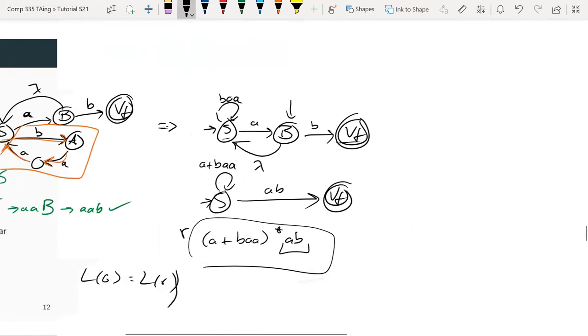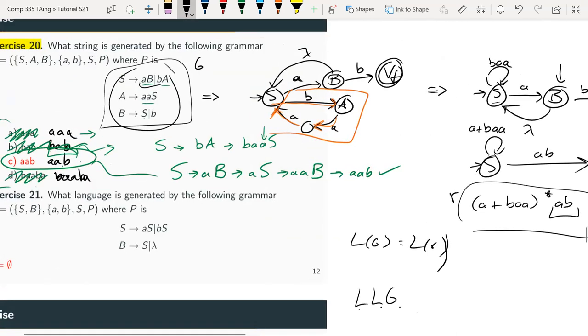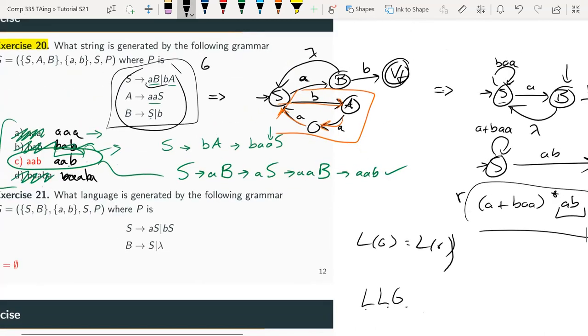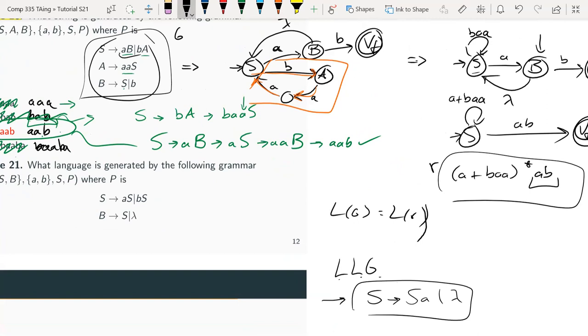Okay, and if this was left linear, then what I just said, if you had a left linear grammar, LLG, then you would need to convert it to a right linear grammar, unless it's a really easy one. Like, what's a really easy left linear grammar? This. Yes, this would be nice, right? This would be very nice in a quiz.